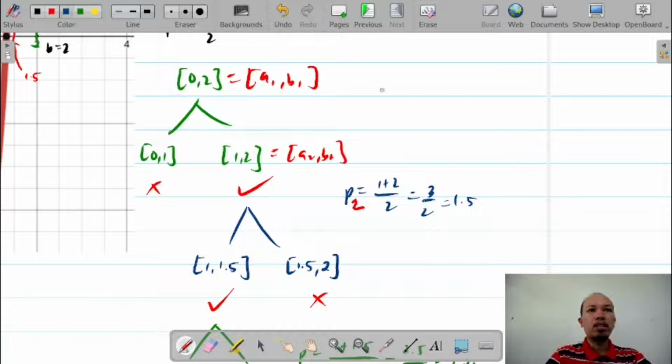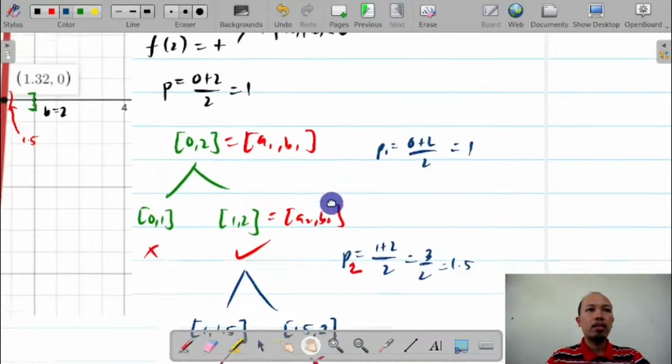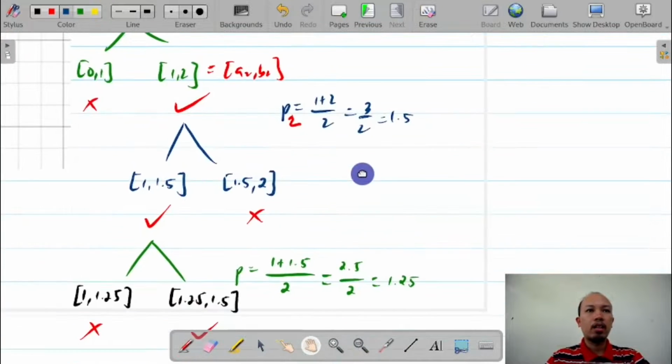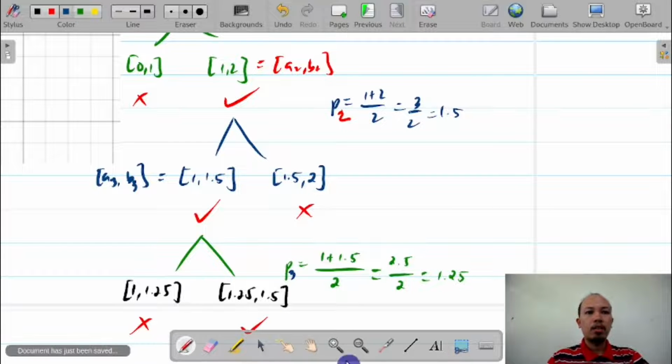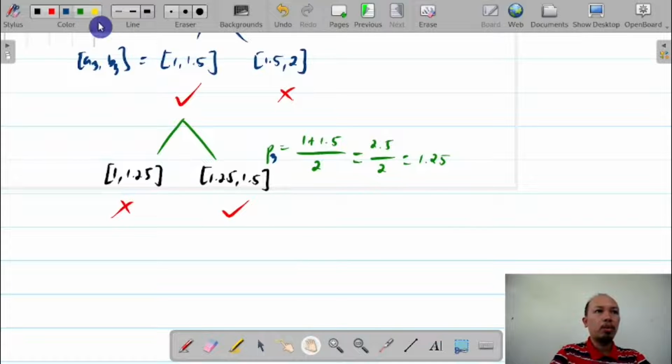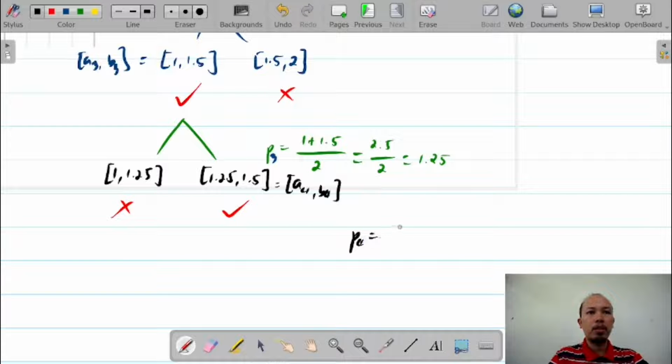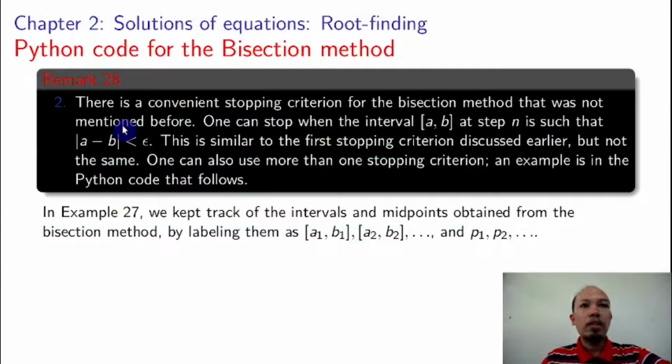Our P sub 1 is 0 plus 2 over 2, which is equal to 1. I'm sorry, this is the one at the top, and this is our A sub 2, P sub 2, and this is our A sub 3, B sub 3, and this is our P sub 3, and so on and so forth. If we move forward, this is our A sub 4, B sub 4, and we compute our new P sub 4, which is 1.25 plus 1.5 divided by 2, and so on and so forth. Okay, so let's go back to our slide.